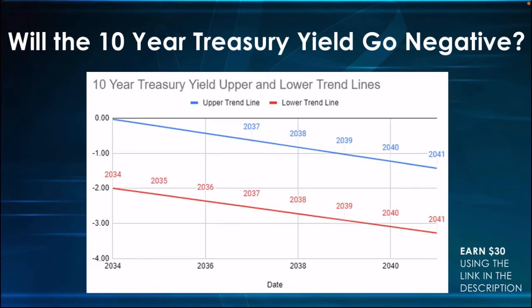Currently, the upper trend line is on a trajectory towards being below negative 1% on the 10-year Treasury yield by 2041. And you can also see the lower trend line would have us in range to be below negative 3% on the Treasury yield for the 10-year. Now, that would get us in the range of being somewhere in the negative 2 territory by the year 2041.